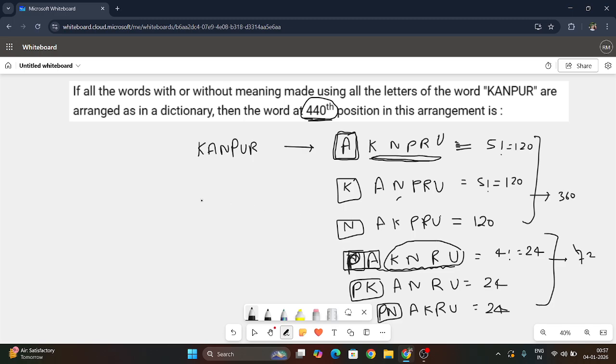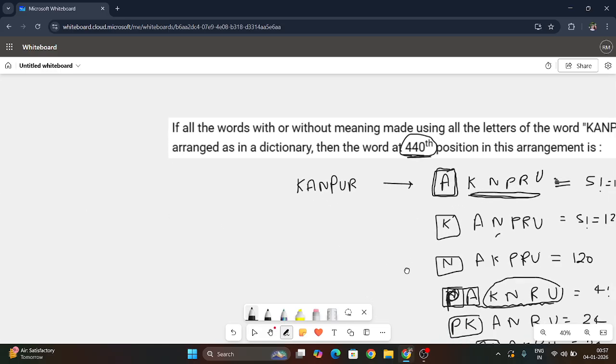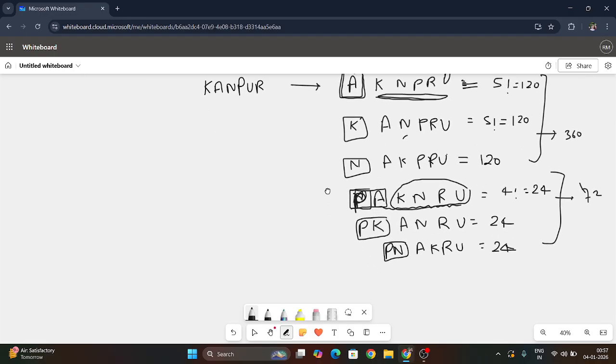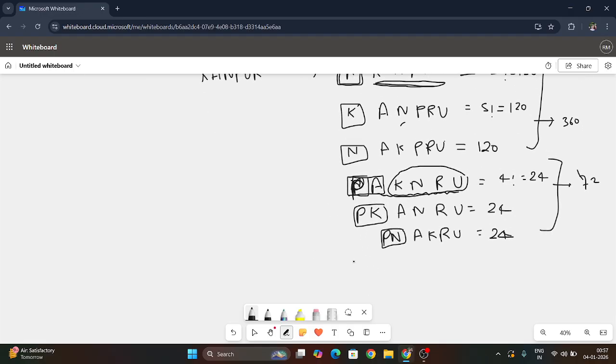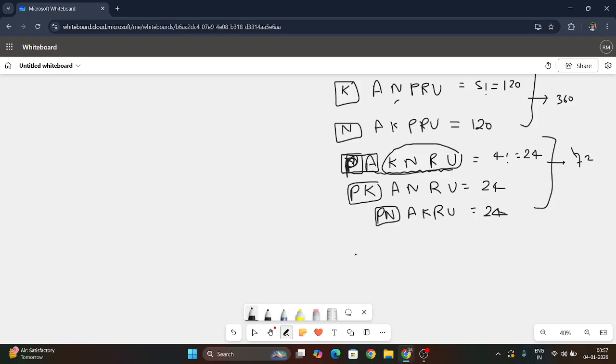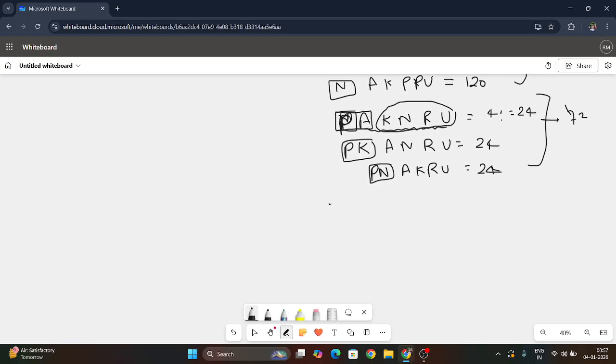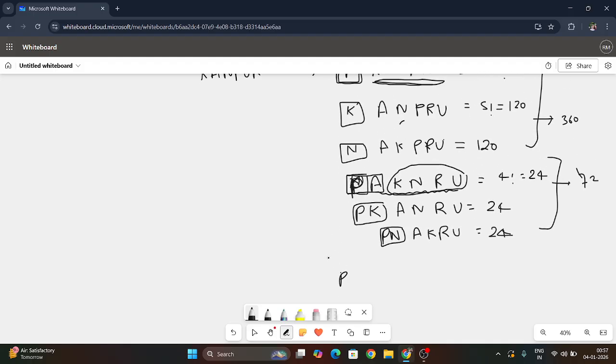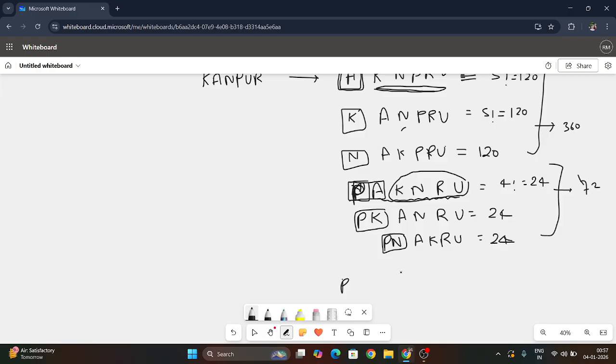Now after P and N, what will you get? I'm writing on this side. After P, you can do one thing, and that is, let's write P, okay, so P and not N. What will come after N?